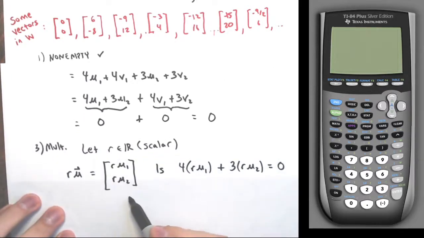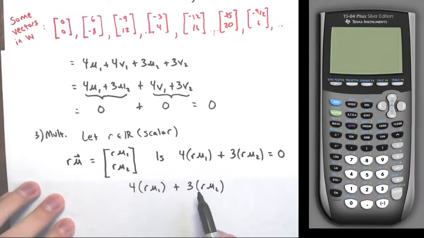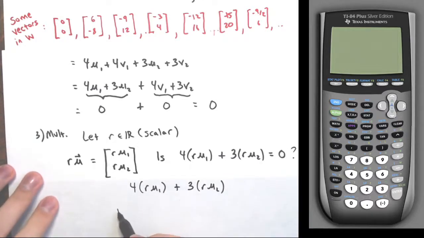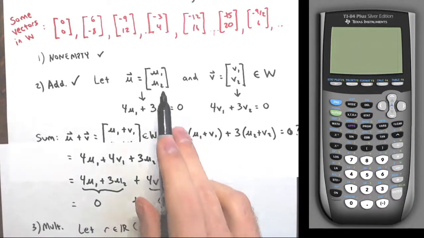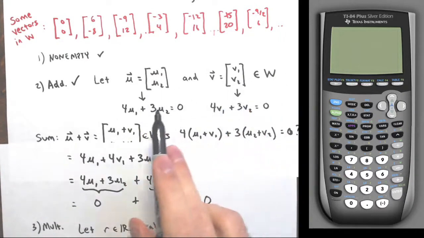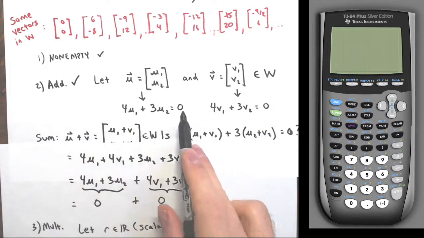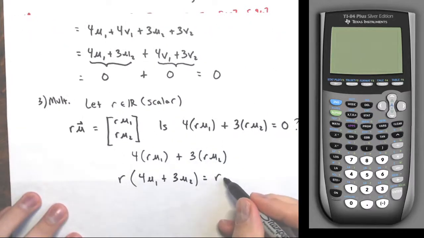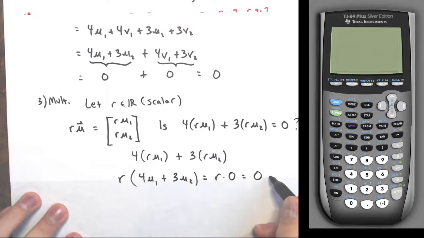Well, look at this expression here, 4 times Ru1 plus 3 times Ru2. They both have R in it, right? Again, I'm not saying it's equal to 0 yet. I don't know that it's equal to 0. I'm asking, is it equal to 0? They both have R in it, so you can factor that out. Then you have R times the quantity 4u1 plus 3u2. And then, didn't you say that u was in W? So 4u1 plus 3u2 must be 0. So this is R times 0, which is 0. Yes.